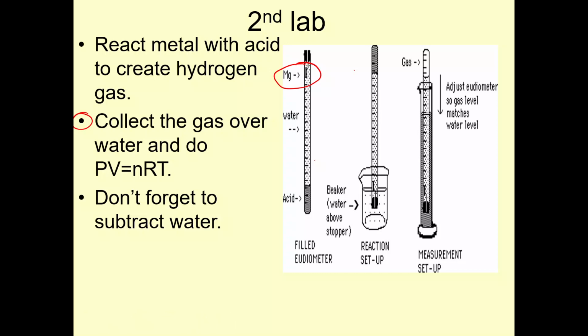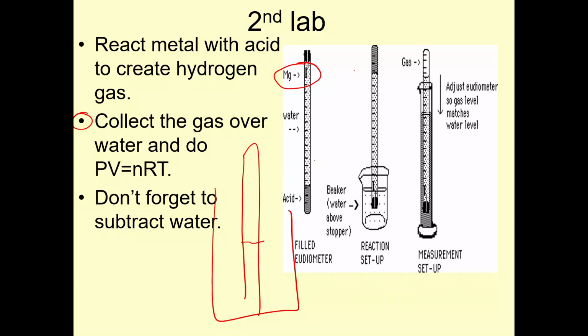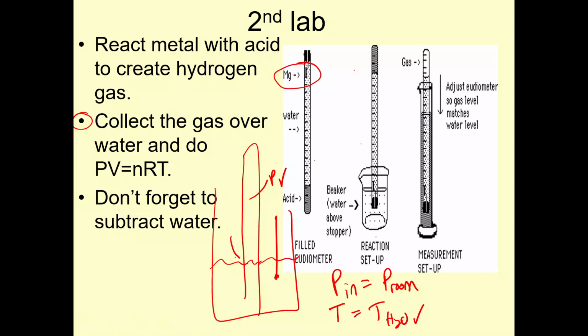All right? So when we do this, I'm going to blow this up quite a little bit here. Here's my beaker. We have to make sure that this line right here has to equal the other one. Okay? So if this line is the same, that means the pressure in equals the pressure of the room. Check. The temperature equals the temperature of the water. Little thermometer. Check. The volume, we can read the volume right here. Right here's my volume reading.